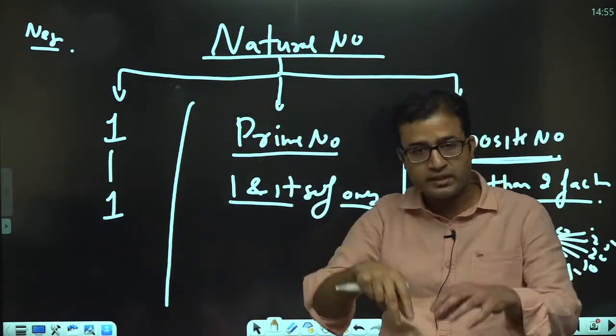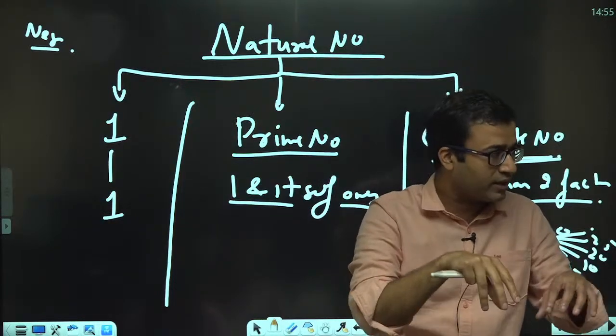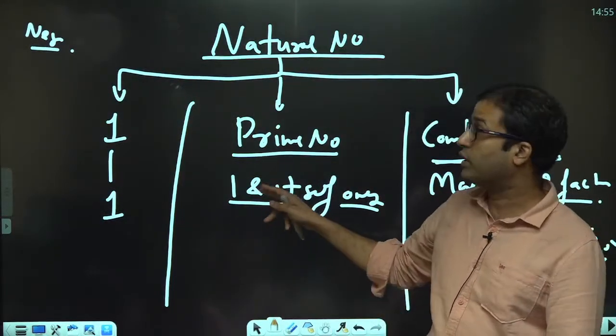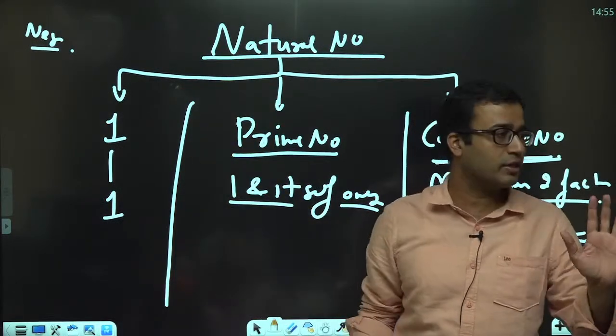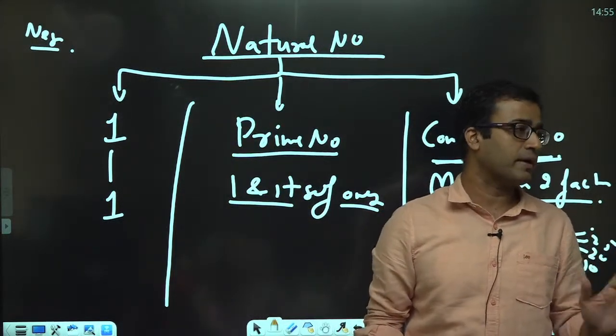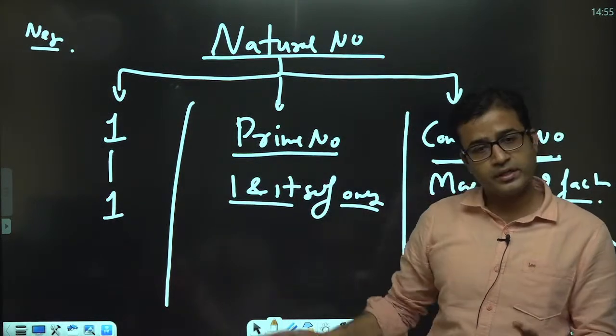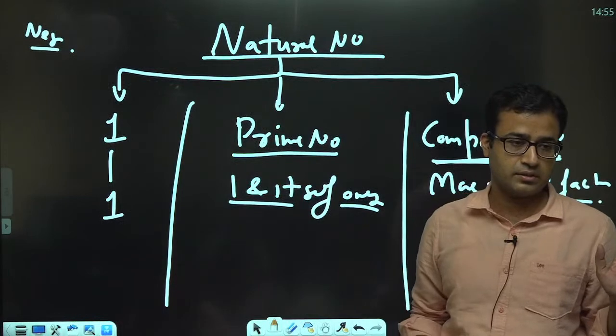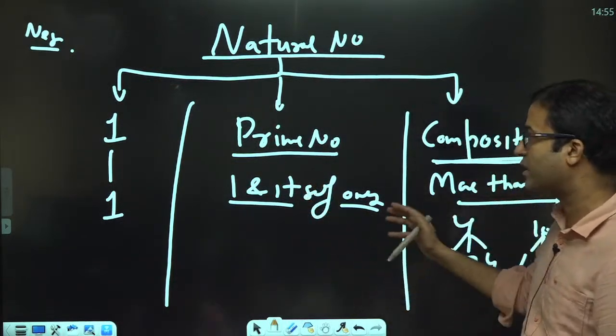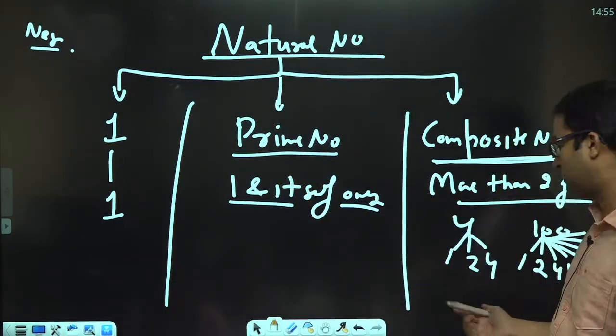Now we come inside the natural numbers. अब हम नेचुरल नंबर के अंदर आ चुके हैं. So here it has to be a natural number first. -2 is not a natural number. How come it will be prime? हो ही नहीं सकता. So here it has to be a natural number. This is the first criteria. तो -2 प्राइम नंबर हो ही नहीं सकता.